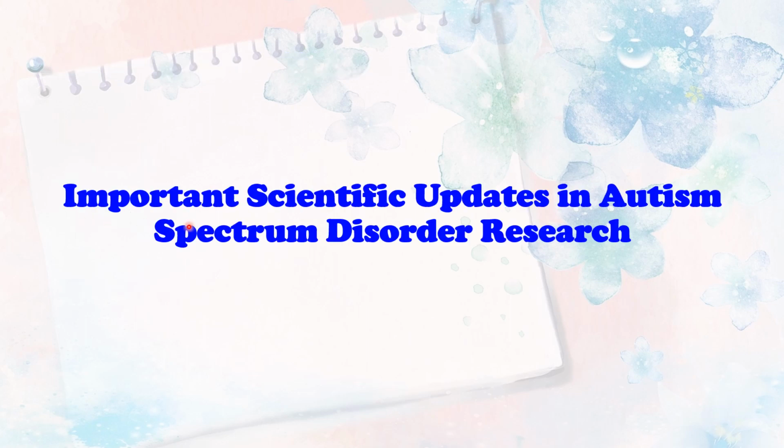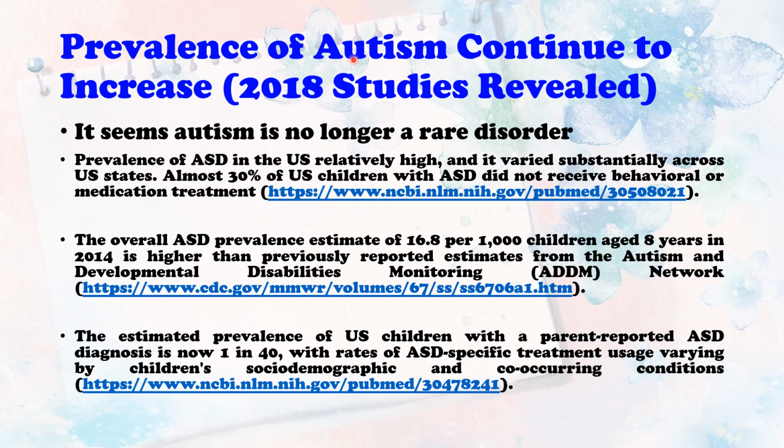Here are some important scientific updates in autism spectrum disorder research. The prevalence of autism continued to increase according to various research conducted during 2018. It seems autism is no longer a rare disorder. According to a recent research, the prevalence of ASD in the United States is relatively high and it varied substantially across US states. Almost 30% of US children with ASD did not receive behavioral or medication treatment.